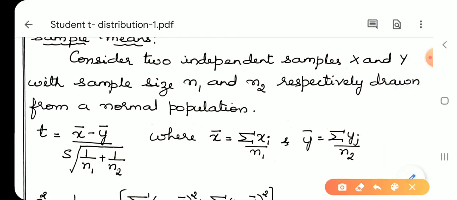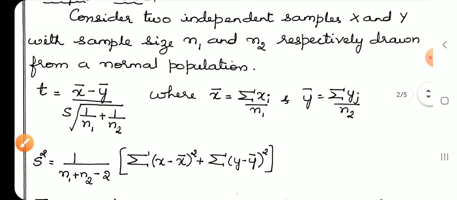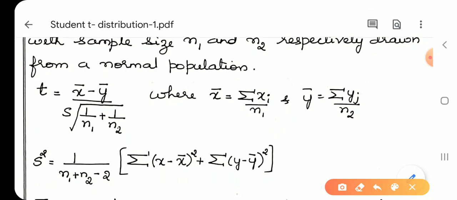Then t is equal to x bar minus y bar divided by s into square root of 1 by n1 plus 1 by n2. The formula for a single mean was t is equal to x bar minus mu divided by s into square root of n. Here x bar is the mean of the first sample x and y bar is the mean of the second sample y. n1 and n2 are the sample sizes.